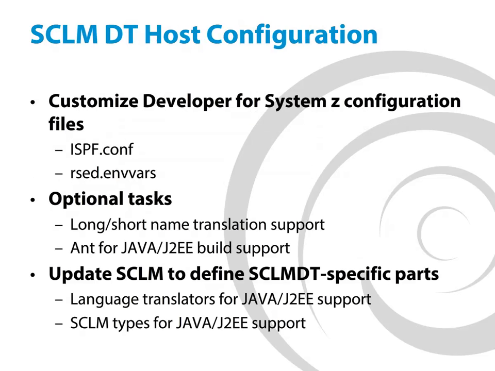There is not much configuration work here to do for the systems programmer. You have to update these configuration files in the Unix file system. If you want to manage workstation files like Java programs, you must configure translation support between long and short names, and probably also the ADD tool. Finally, you need to update SCLM to define the parts specific to SCLMDT. Now let us have a look at SCLMDT in action.